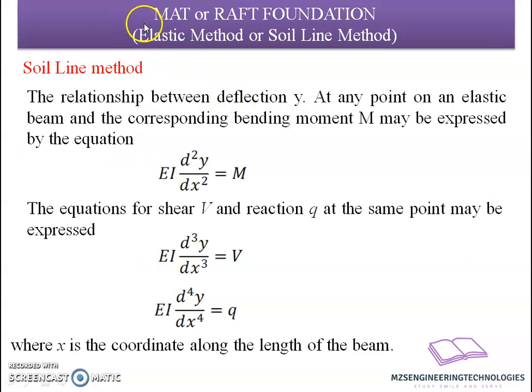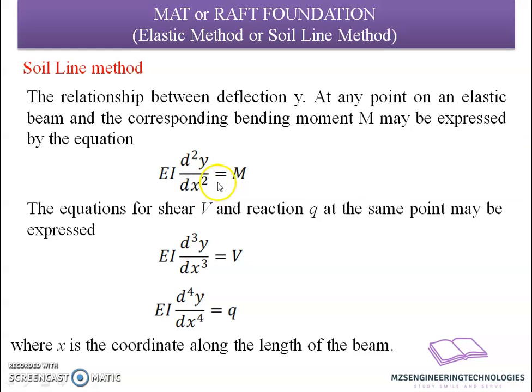Next one. Now we'll go towards the part of design with reference to the elastic method or soil line method. In this method, we are going to consider the soil as an elastic material which obeys all the laws related to elasticity, like Hooke's law. This is a relationship for the deflection y at any point on an elastic beam, and the corresponding bending moment may be expressed by the equation EI d2y by dx square equals M. We know about this equation. It is the equation for curvature. M by EI is equal to d2y by dx square.